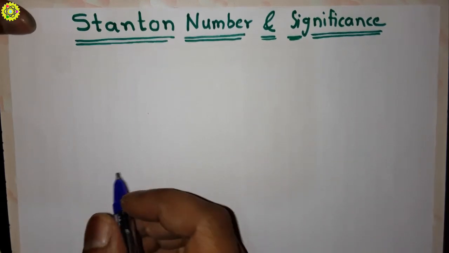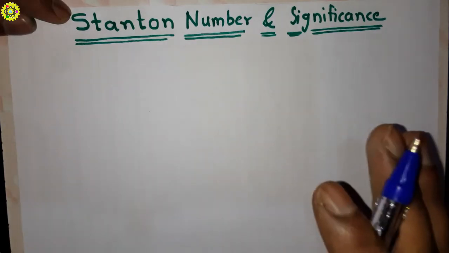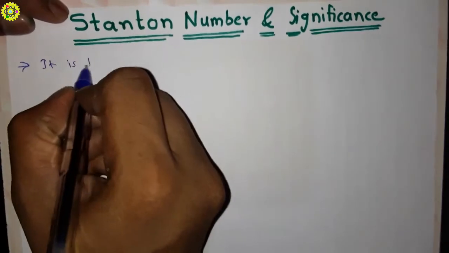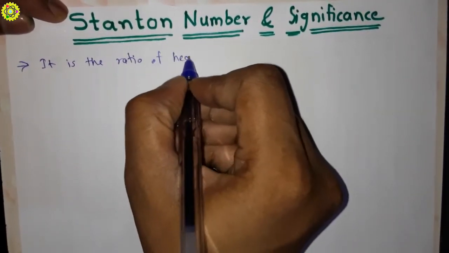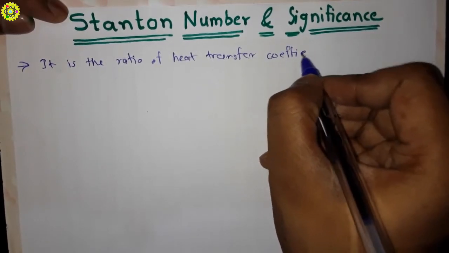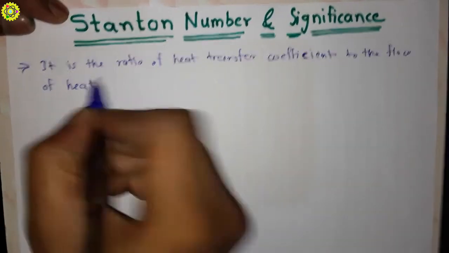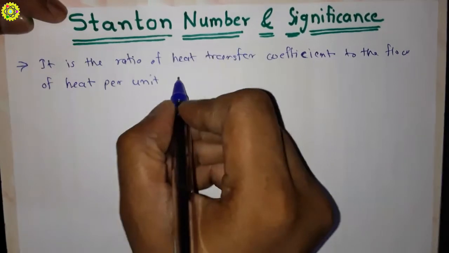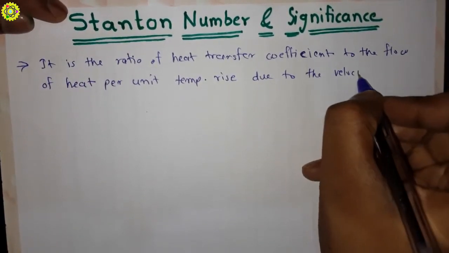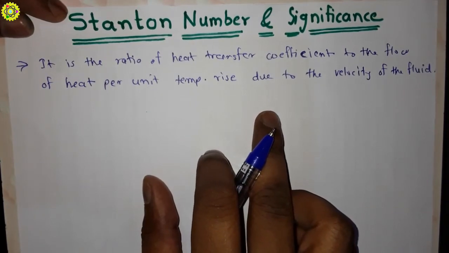So, let's start. Stanton number is the ratio of heat transfer coefficient to the flow of heat per unit temperature rise due to the velocity of the fluid. So this is the definition of Stanton number.